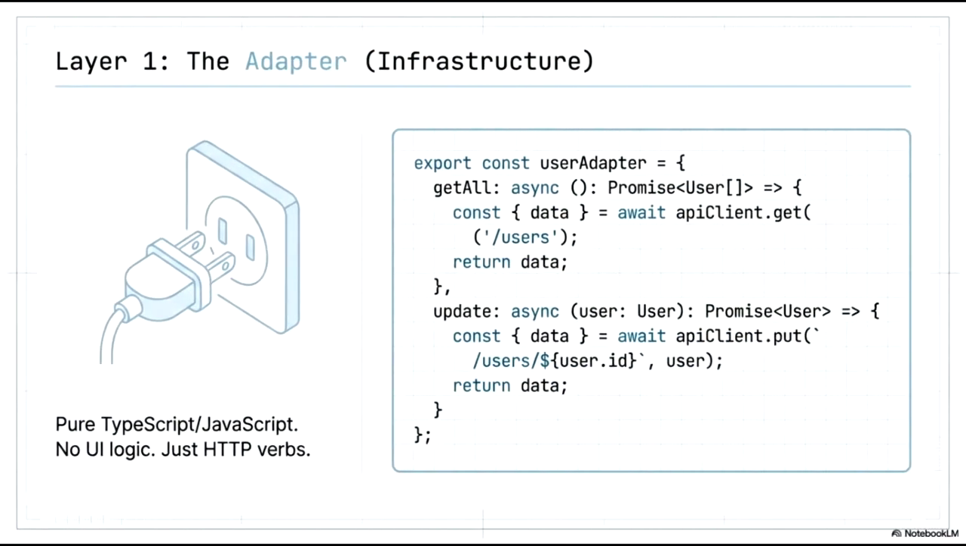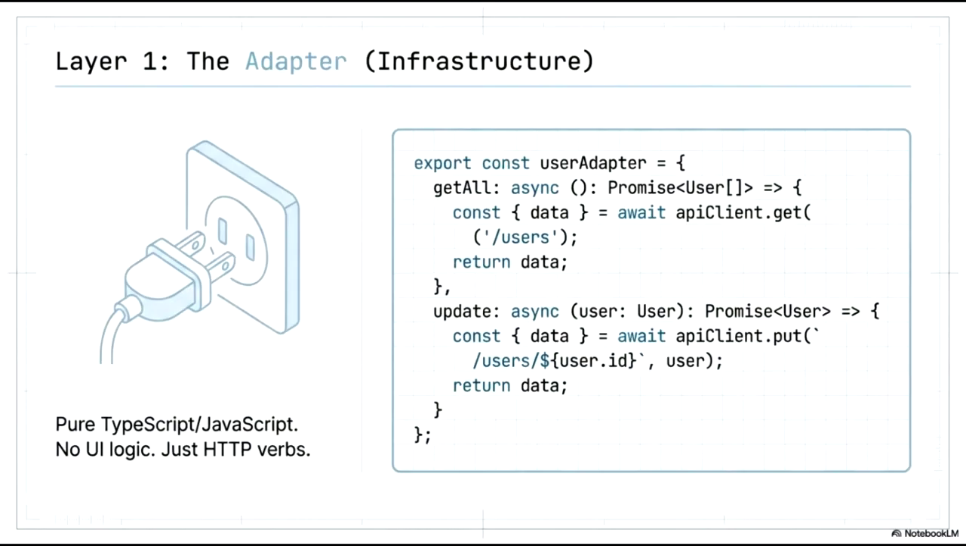Layer 1 is the adapter, also known as the infrastructure layer. This layer acts as the primary interface between our application and external systems, such as a backend API. As illustrated by the code snippet, the user adapter serves a single purpose, handling raw network communication. It uses an API client to perform standard operations like fetching all users or updating a specific record.